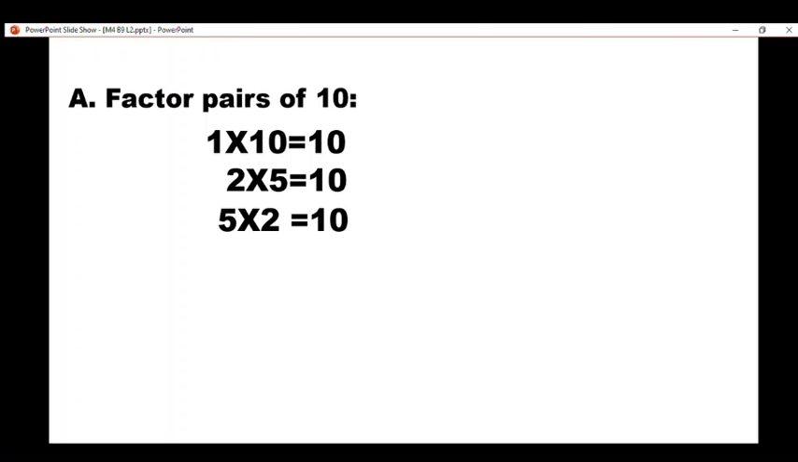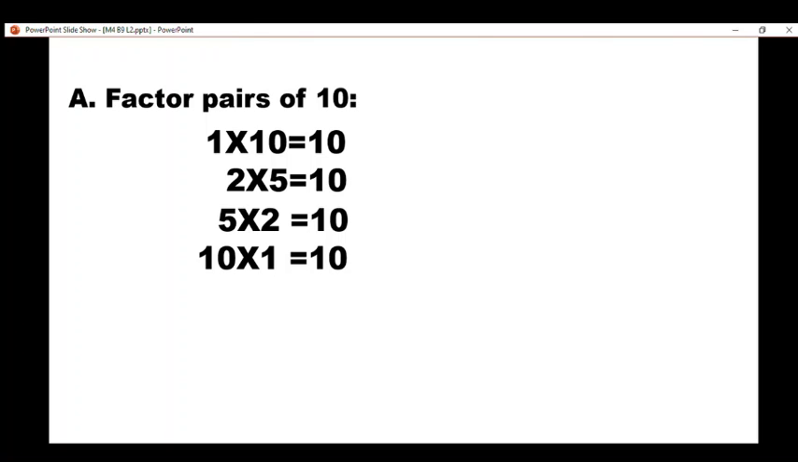Very good. That is 5 times 2 equals 10. So as you can see, in the second and third factor pairs, they are flipped. Okay, 2 times 5 and 5 times 2. Any other factor pairs of 10? That's right. That is 10 times 1 equals 10.